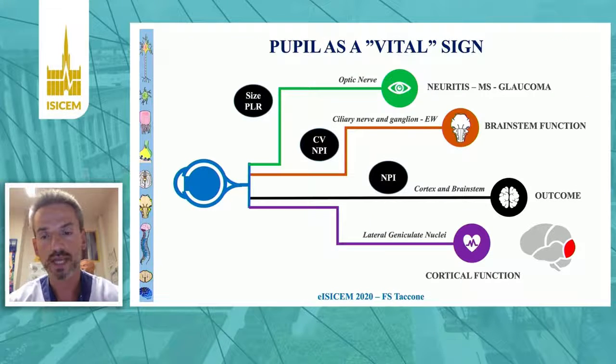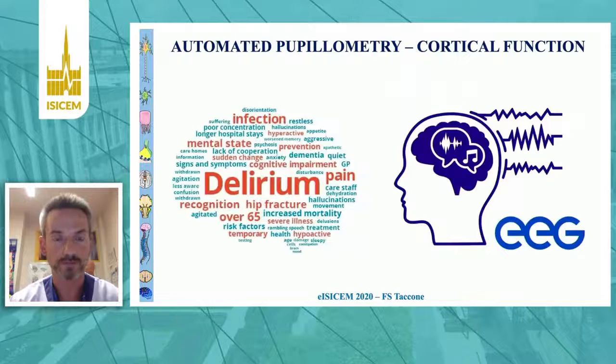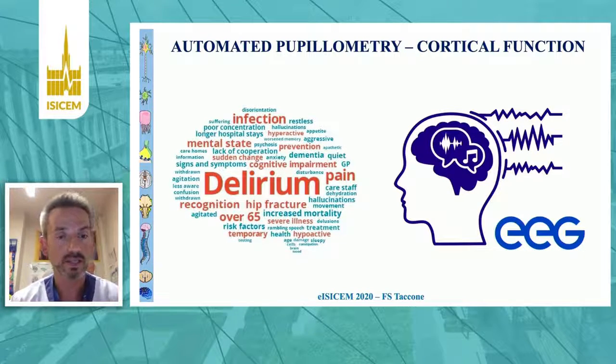The last point is that as there is a connection between the visual pathways, the mesencephalon, and through the lateral geniculate nuclei to the visual cortex, the quantification of pupillary function can also give information about cortical function. In ICU patients, what are the ways we can assess cortical function? On the clinical side, we can use delirium, very frequent in mechanically ventilated patients, and on the more objective monitoring side, we can, of course, use EEG, which is probably the best monitoring way to assess cortical function in ICU patients.